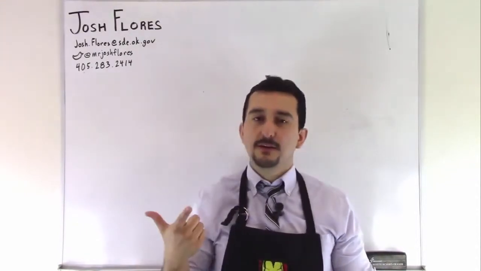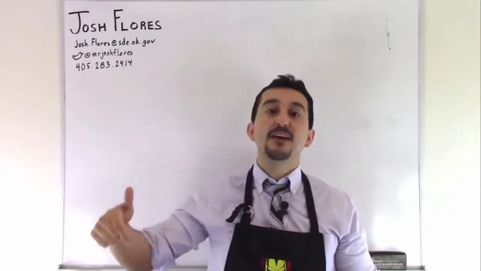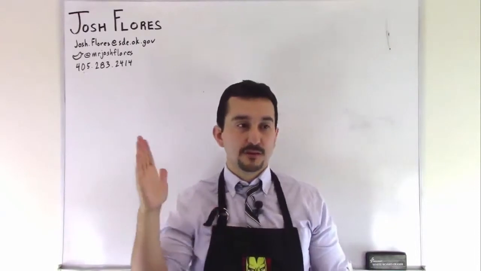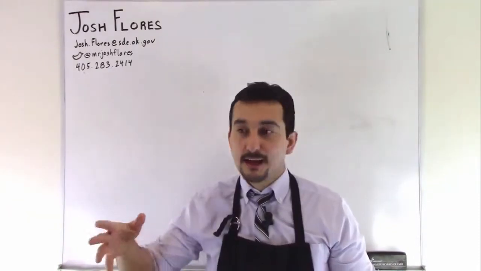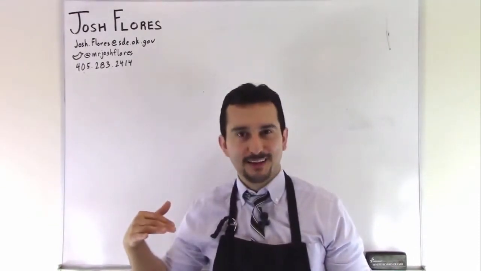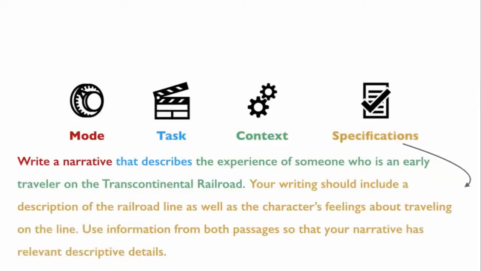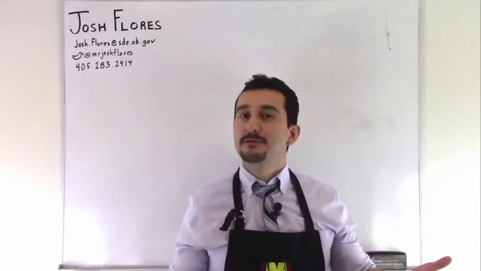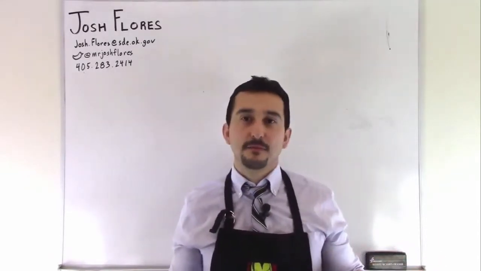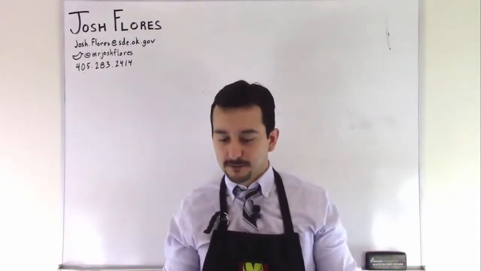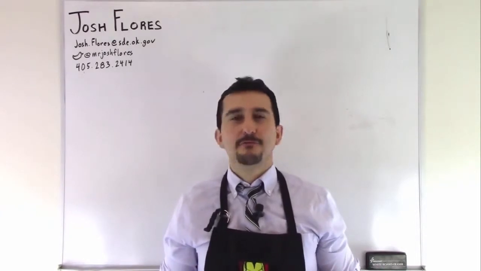First off, we need a character, and they have to be on the railroad. They can't just be someone seeing the railroad go by, and they have some feelings about that, right? And then, of course, use information from both passages. And if we're not familiar with the Transcontinental Railroad, you might have students that have never been on a railroad, so this is their opportunity to at least do some research about it. And we'll talk more about recipes for reading later on.